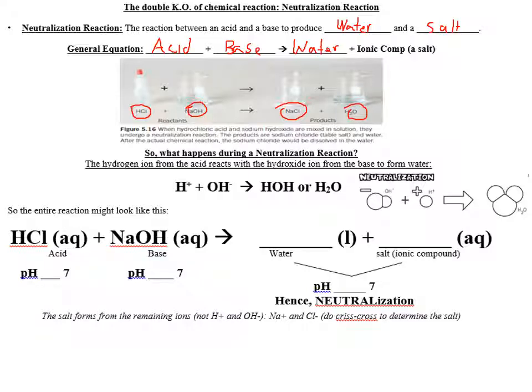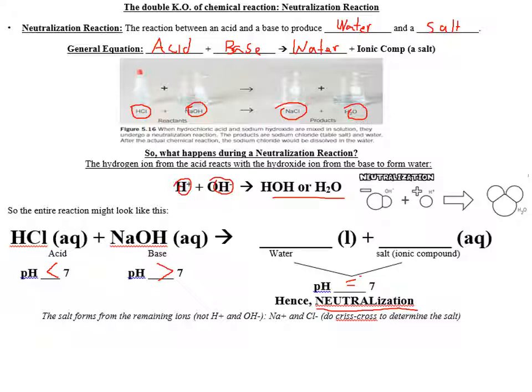So the reason that we call this a neutralization reaction is because initially the acid has a pH that's less than 7, and the base has a pH that's more than 7. When the acid and the base react, the H+ and the OH- ions combine together to form just water. So the end result is that the overall pH is 7, which happens to be neutral, hence neutralization reaction. The solutions go towards neutral. The base goes down to 7, the acid goes up to 7.